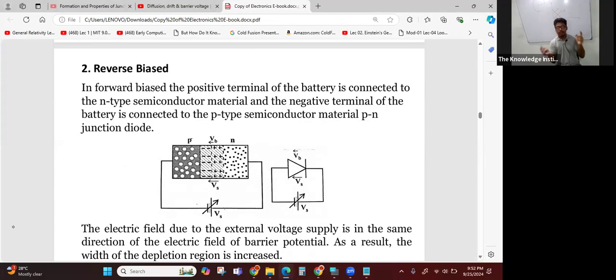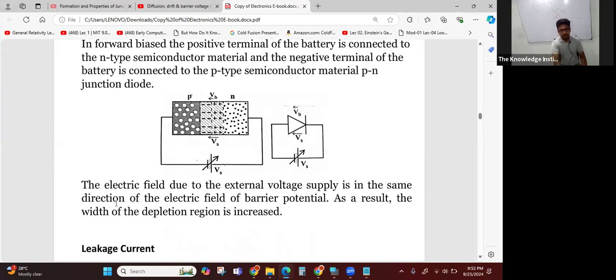Reverse bias is simply changing the terminals of the battery. So the negative side is connected to P and the positive side is connected to the N. So this is the circuit symbol. And then when we reverse bias, actually we are supporting the depletion, right? The electric field due to the external voltage supply is in the same direction as the electric field of the barrier potential. So we are supporting the barrier now, right? As a result, the width of the depletion region is increased. So if you increase the Vs more and more, the depletion region gets thicker and thicker.